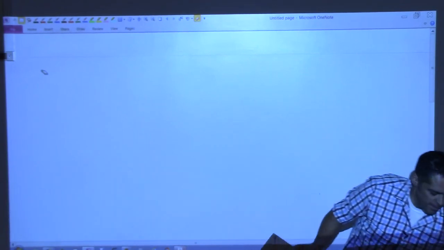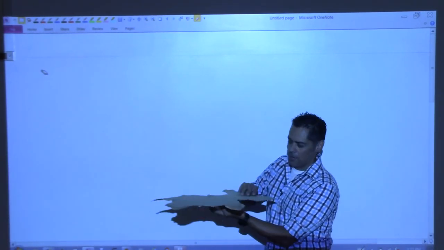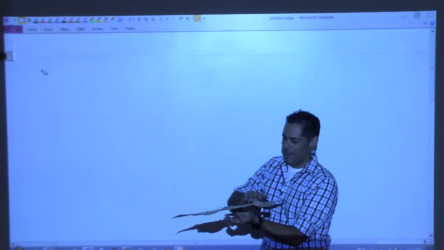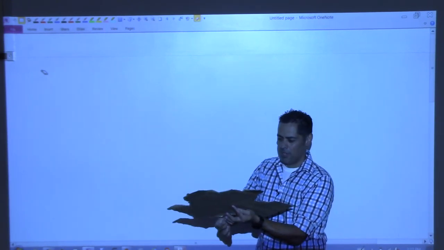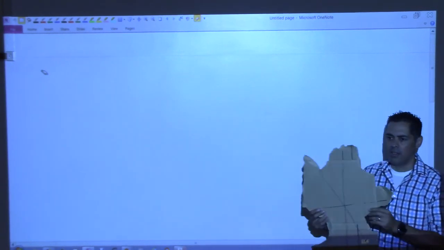Now, I obviously did not use a ruler or anything else, but I'll see how close I was. I'm a little off, but you get the idea, right? So that's how you could do it physically with a nice flat sheet.